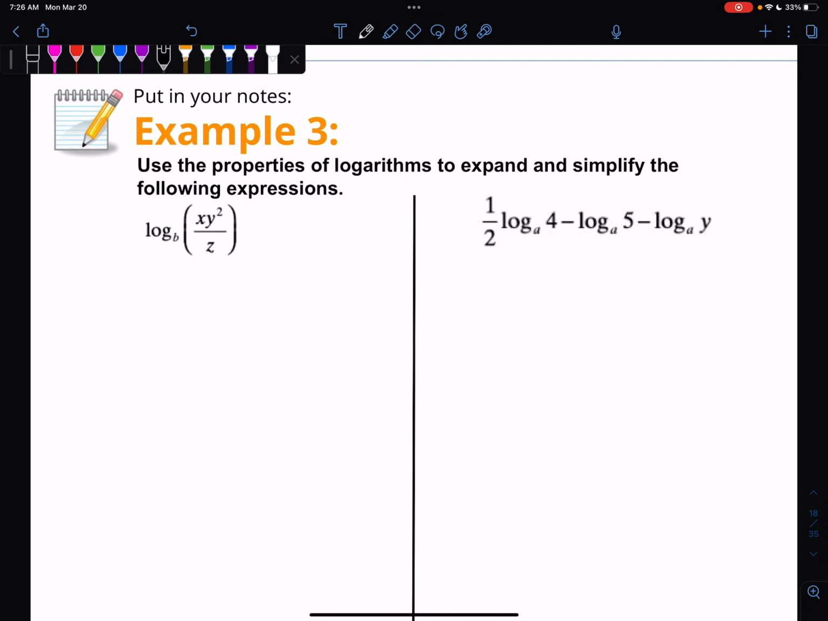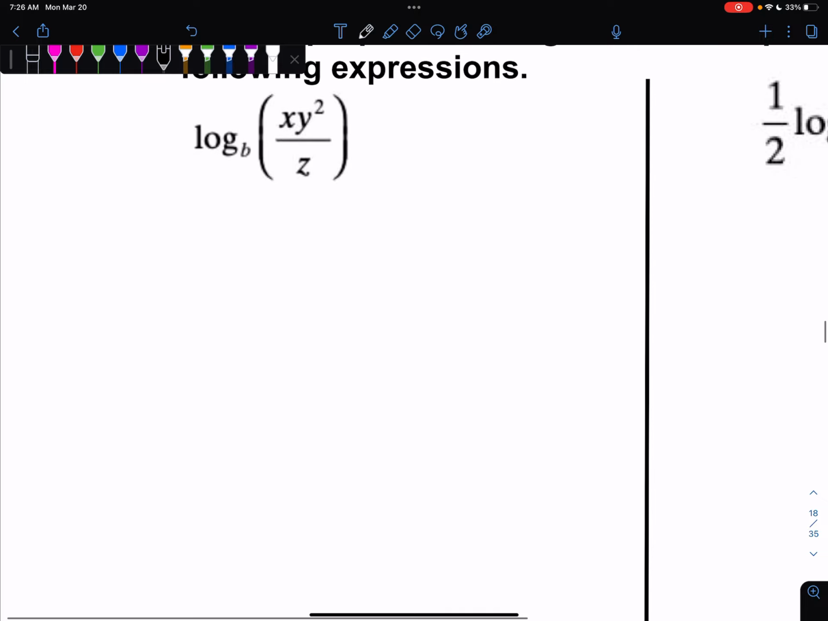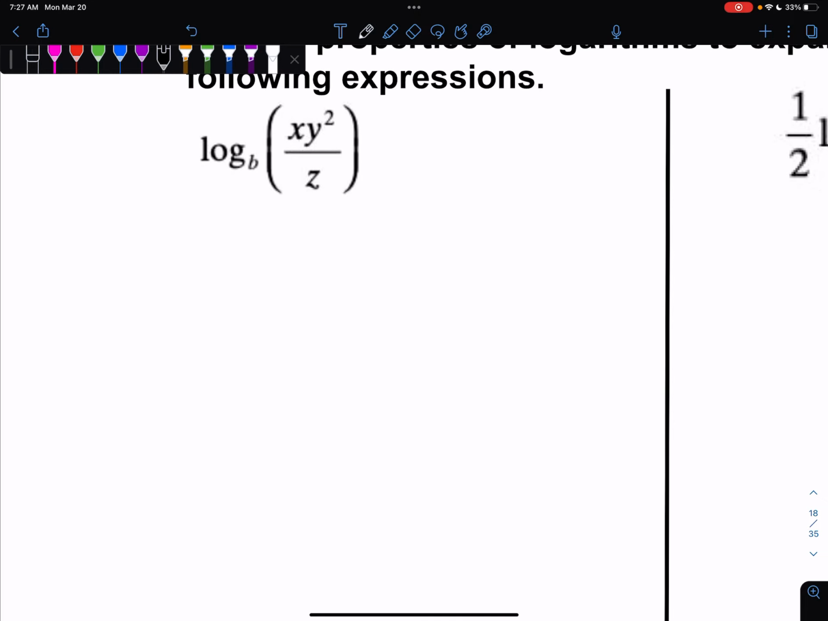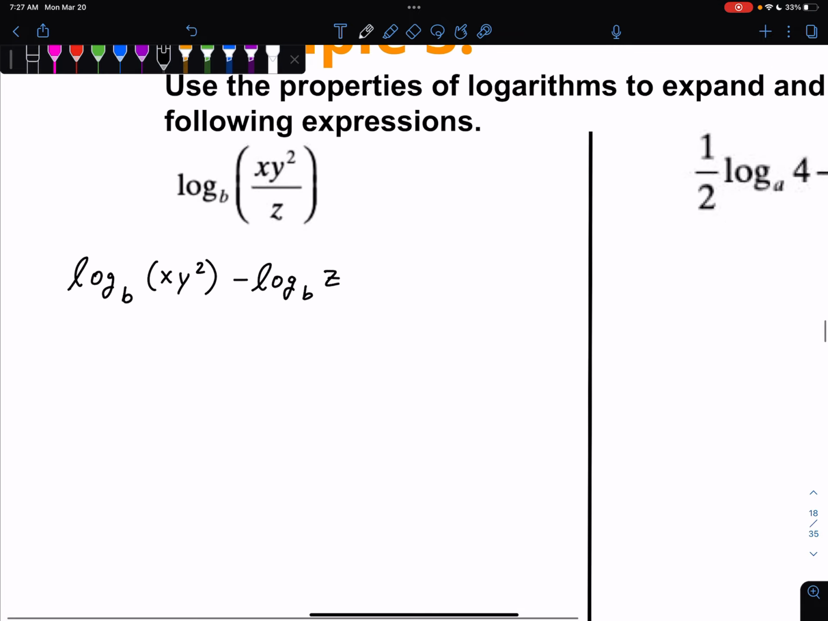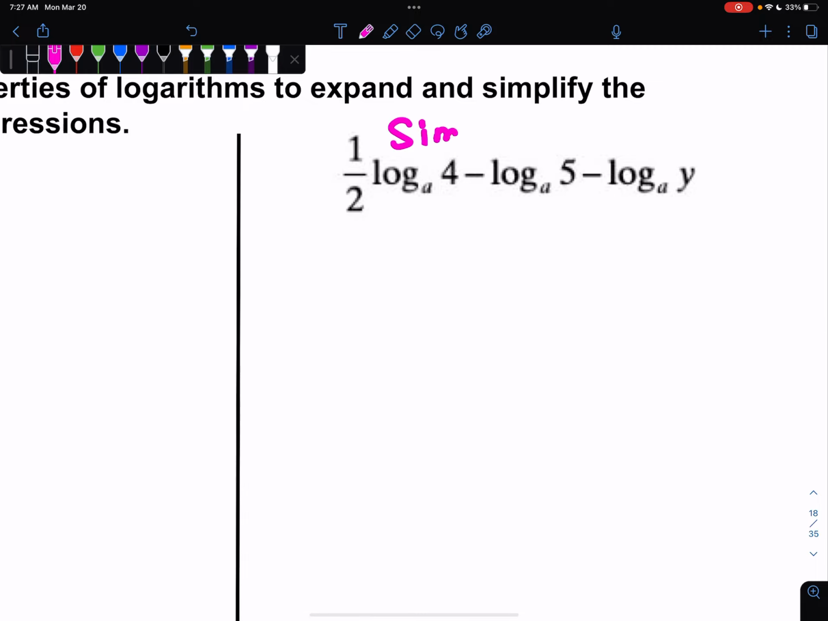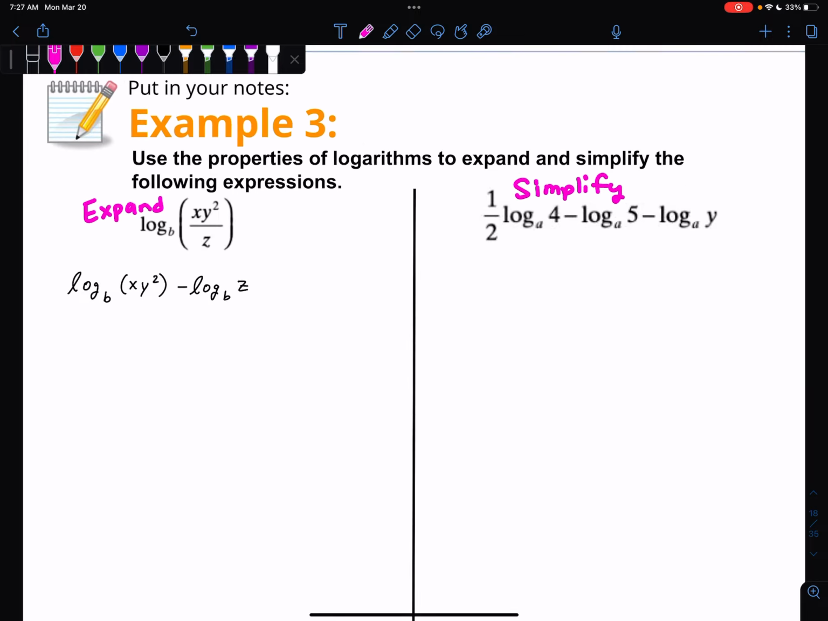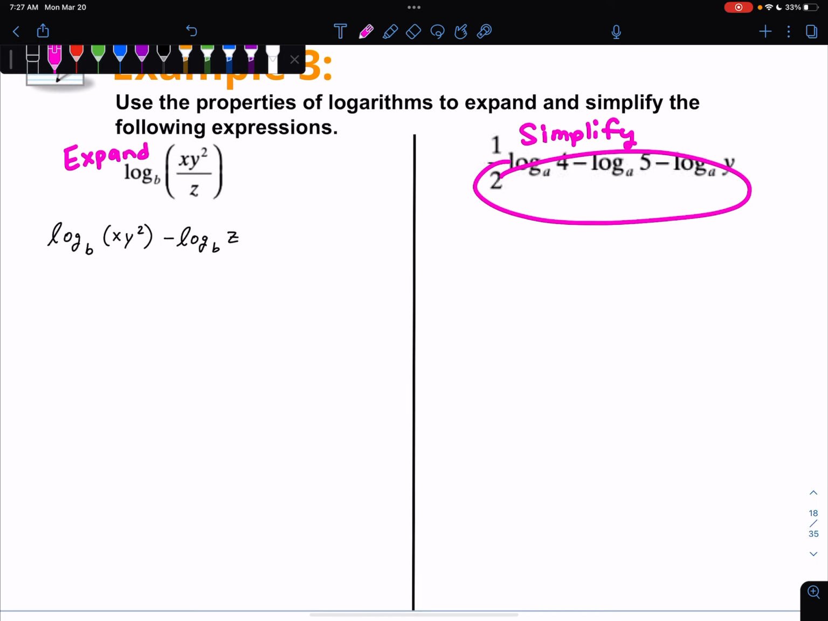So, log of xy squared over z. You're going to first take the entire numerator, log base b of xy squared, minus log base b of z. This was my quotient rule. I divided my expression out. I'm going to expand this one, and this other one we're going to simplify. Typically you'll know which one is which, because this one is a lot longer, so you're going to simplify it down to one. This one's already one, so you're going to expand it out to multiple.